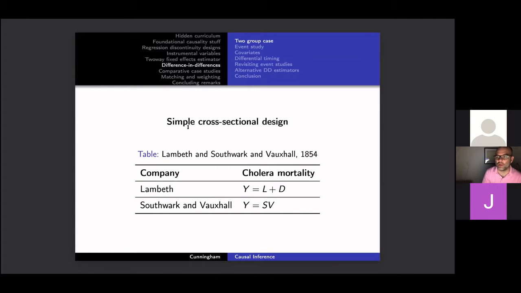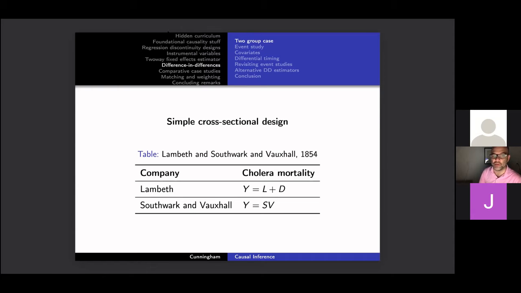Let's talk about this theory or this method, this difference in differences method. Let's look at a simple cross-sectional design. All right. Let's say that all you wanted to do was compare Lambeth with Suffolk and Vauxhall in 1854.